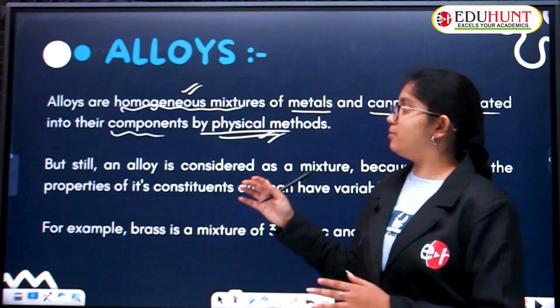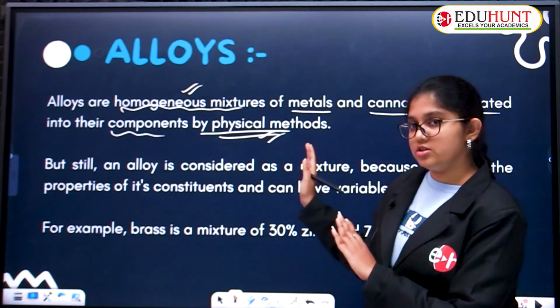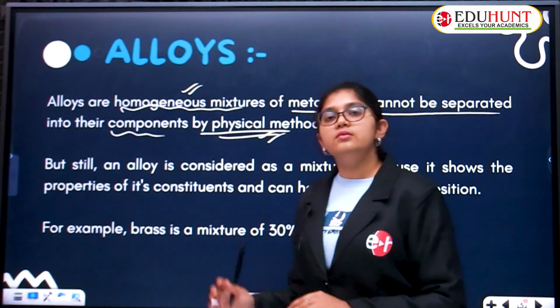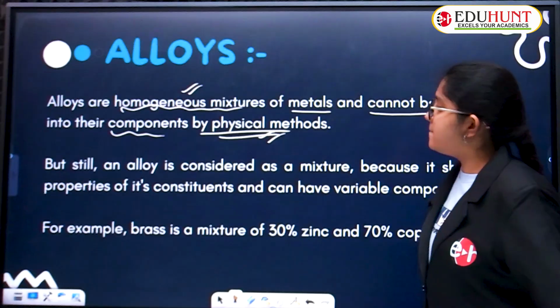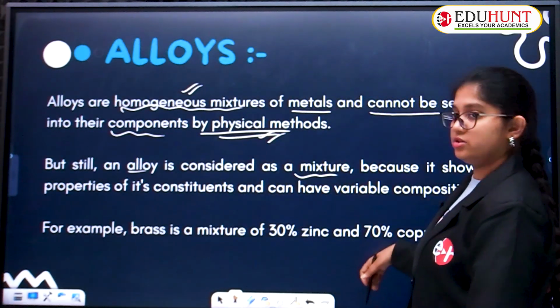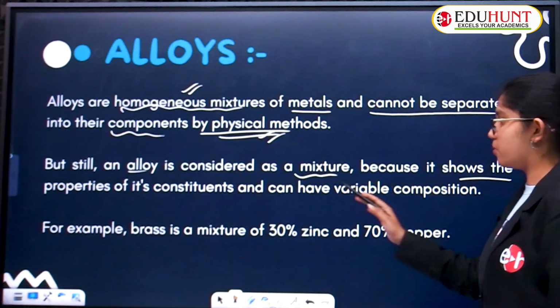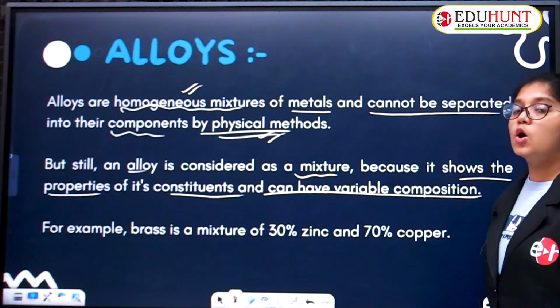This is all about the alloy. An alloy is a homogeneous substance and mixture, and it can be present as a mixture of two or more kinds of solids. And still an alloy is considered a mixture because it shows the properties of the constituents and can have variable composition.